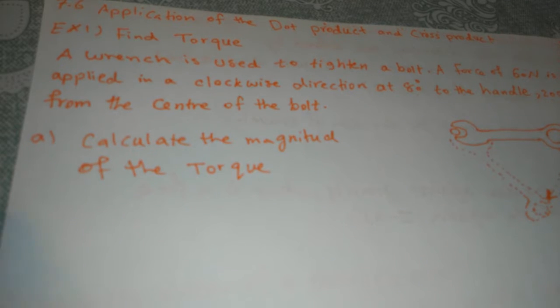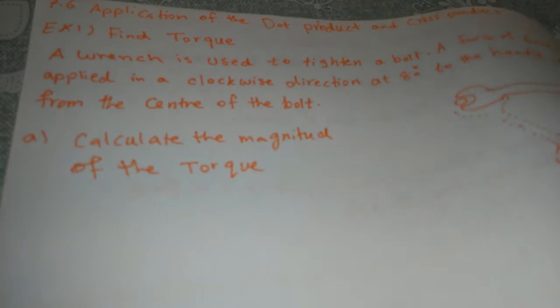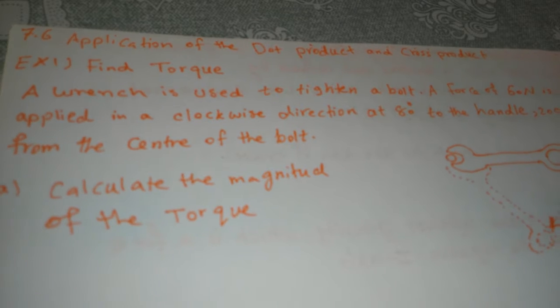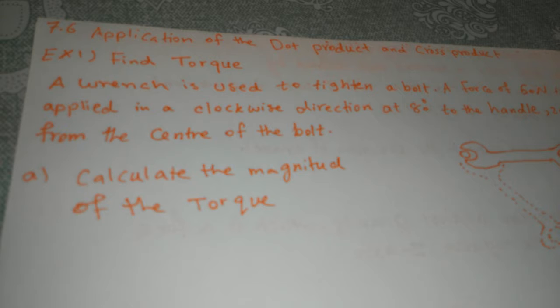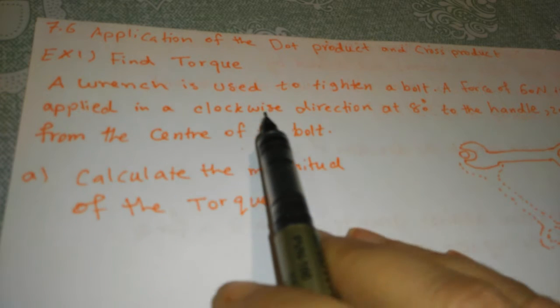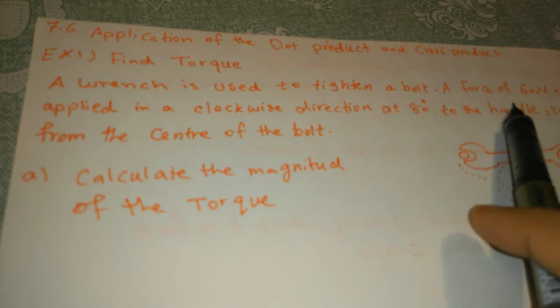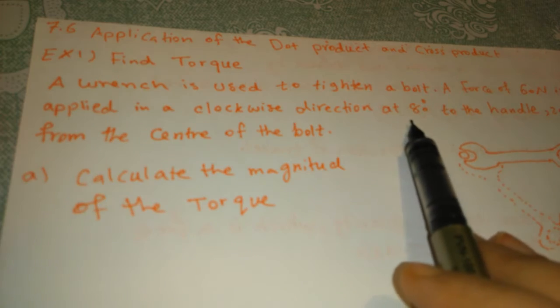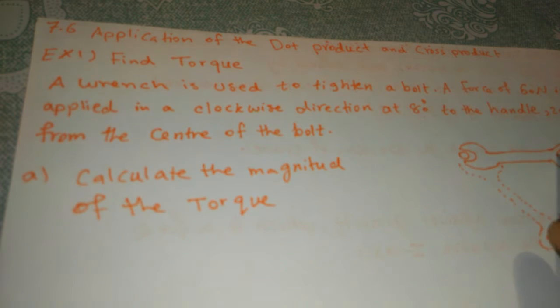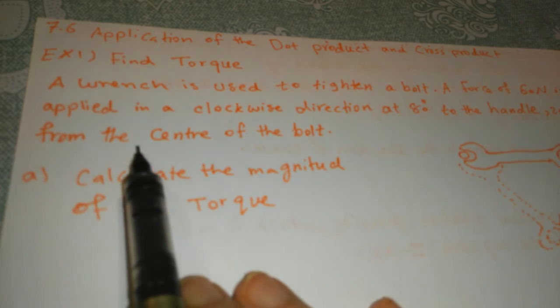Okay, this lesson is 7.6, application of a dot product and a cross product. Okay, we want to find the torque. A wrench is used to tighten a bolt. A force of 60 Newton is applied in a clockwise direction at 80 degrees to the handle. The handle is 20 centimeters from the center of the bolt.